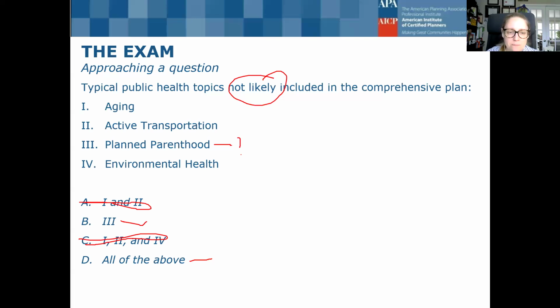Because I know that Planned Parenthood is absolutely not, I look at my list and go aging, yeah, active transportation, yeah, environmental health, yeah. All those things seem like good health topics that you'd include in a generic comprehensive plan. So I'm taking out all of the above, and I'm immediately left with B, Planned Parenthood. I have been able to eliminate other options to single down to one or 2 answers. If you can get yourself to a 50% chance, yay for you.